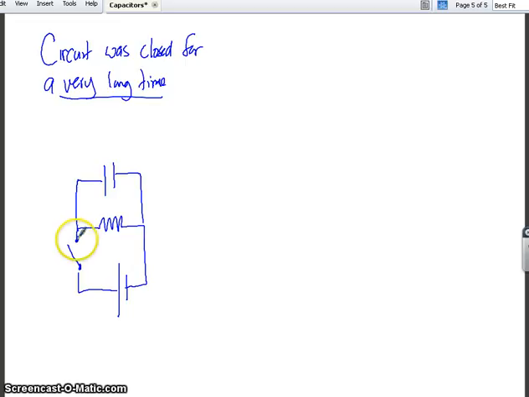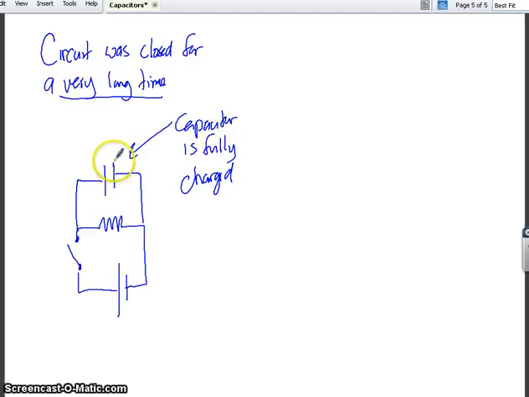What this is telling us is that for a very long time means the capacitor is fully charged. The capacitor is fully charged because capacitors take time to charge up. Think about when you take a picture. It takes time for the capacitor to charge up again so you can have another flash in a picture. Same thing. This capacitor is fully charged because it was closed for a very long time. So that's one tip.